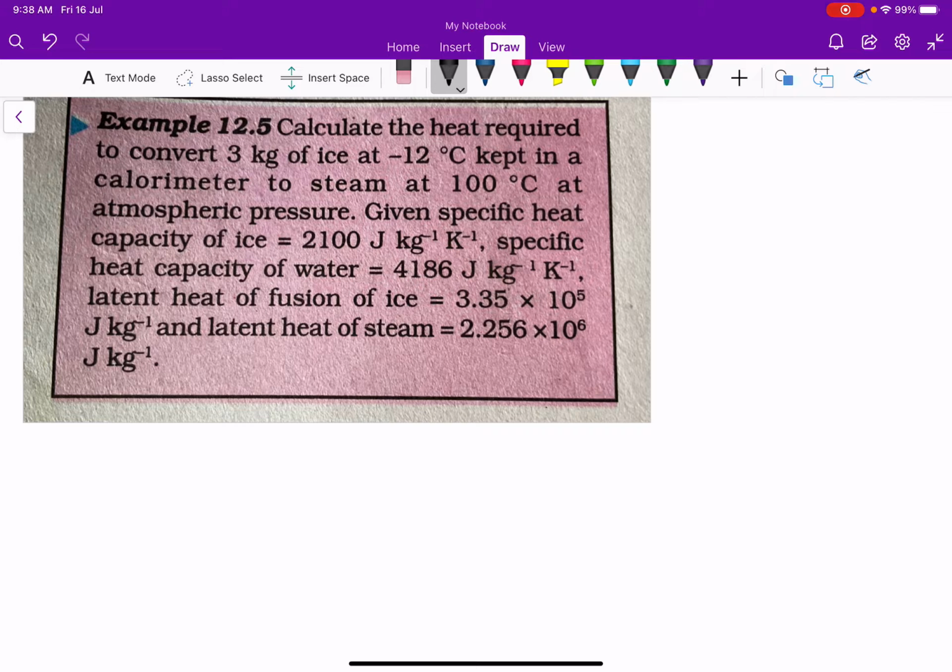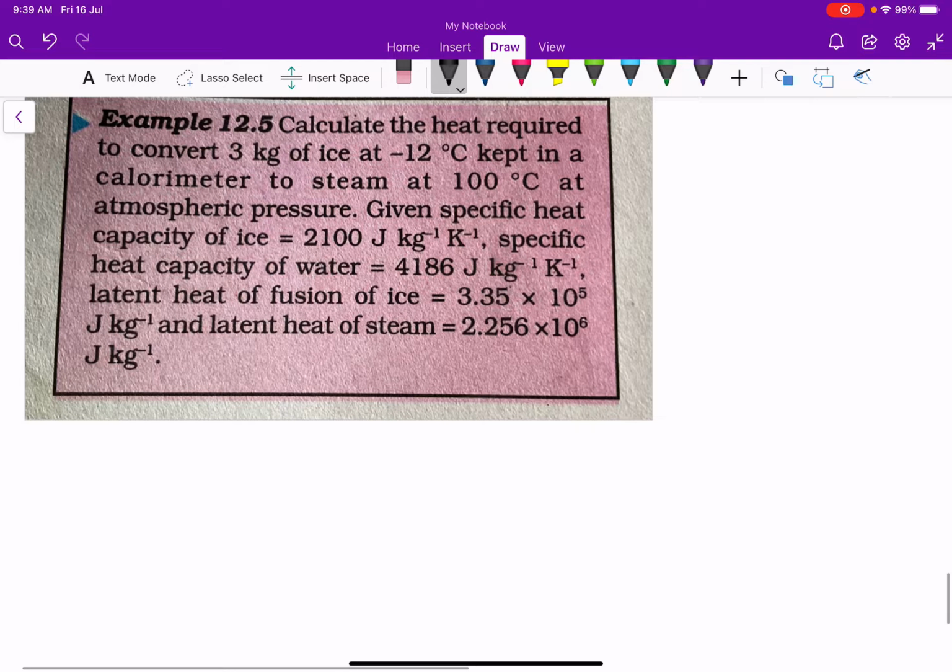First of all, in this example 12.5, the question asks us to calculate the heat required. What is the heat required to convert 3 kg of ice, mass equal to how much? 3 kg of ice, initially at minus 12 degrees Celsius, kept in a calorimeter, to steam at 100 degrees Celsius at atmospheric pressure.